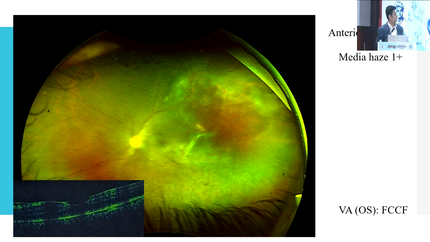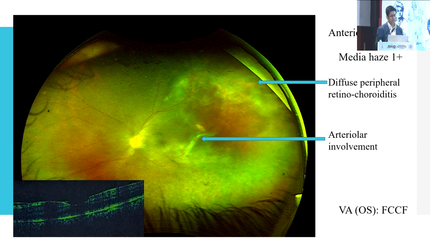Putting that into practice, this was a case of a 38-year-old male who had come with complaints of defective vision, and he was given oral steroids for some time. The patient landed up with us not responding to oral steroids, and you could see there was anterior segment inflammation, media haze, retinochoroidal patches, arterial involvement, as well as a pigmentary change.